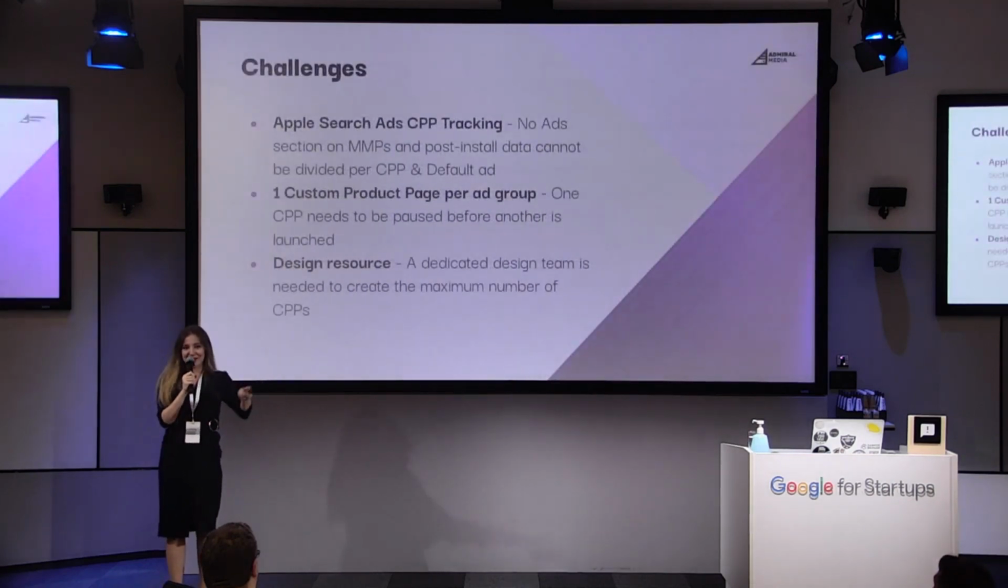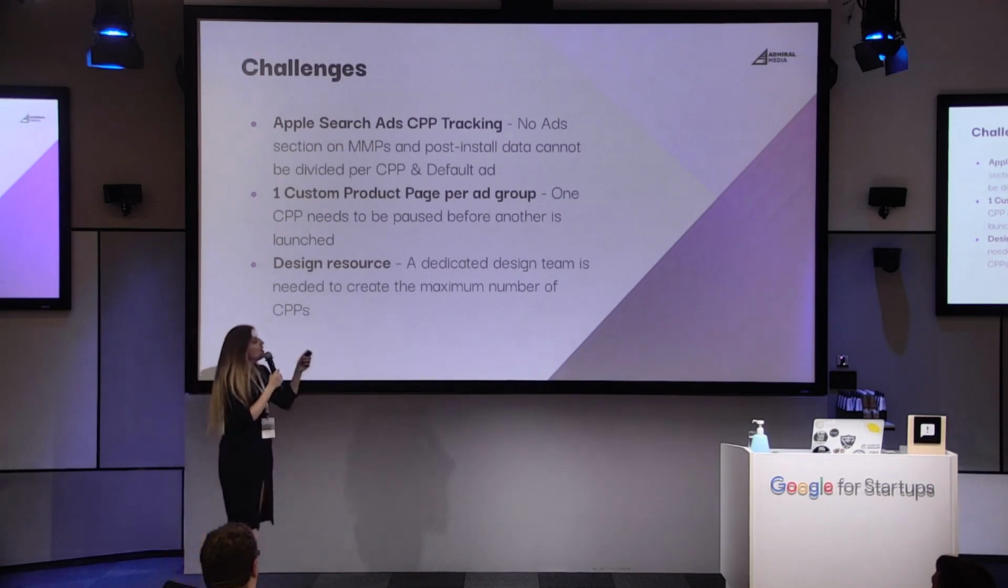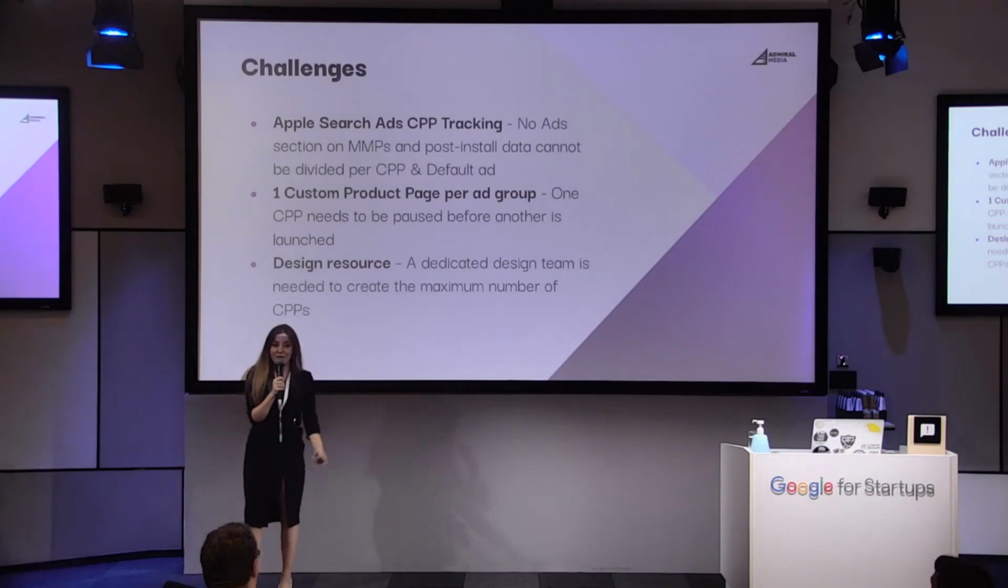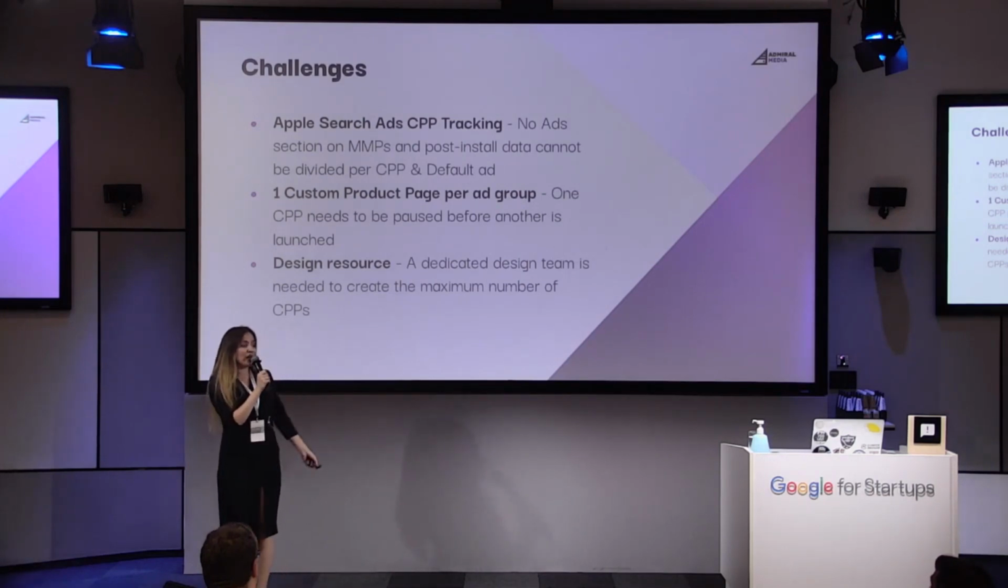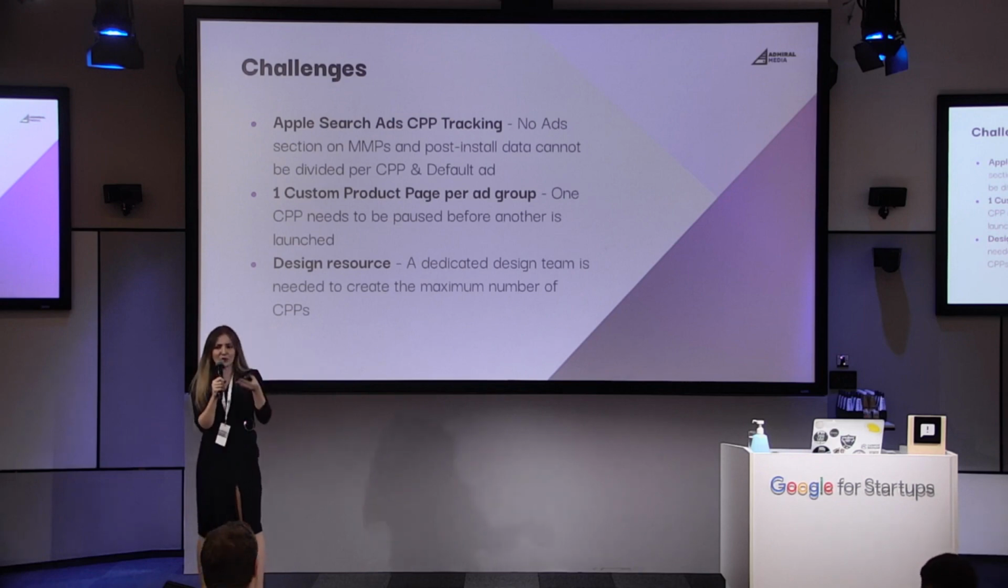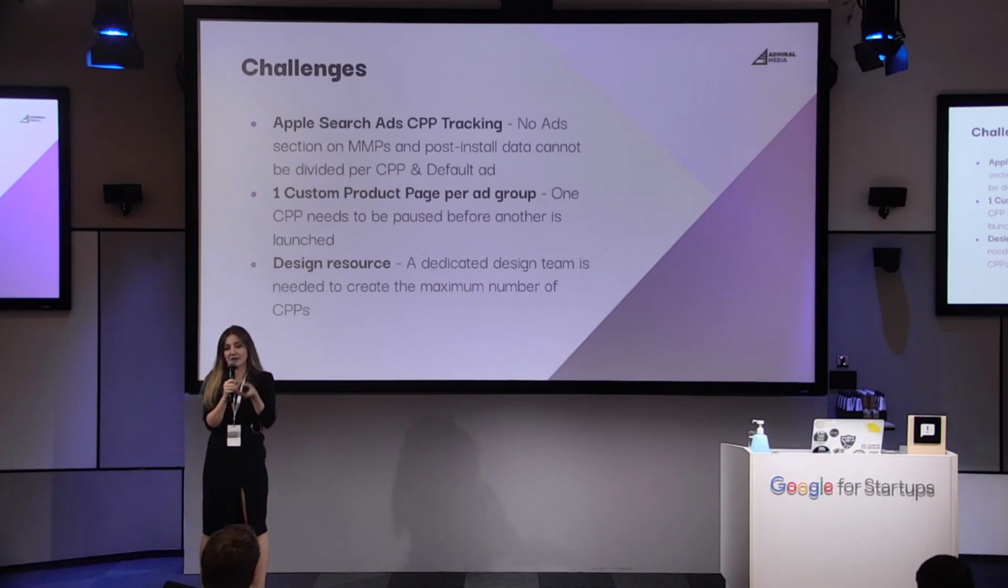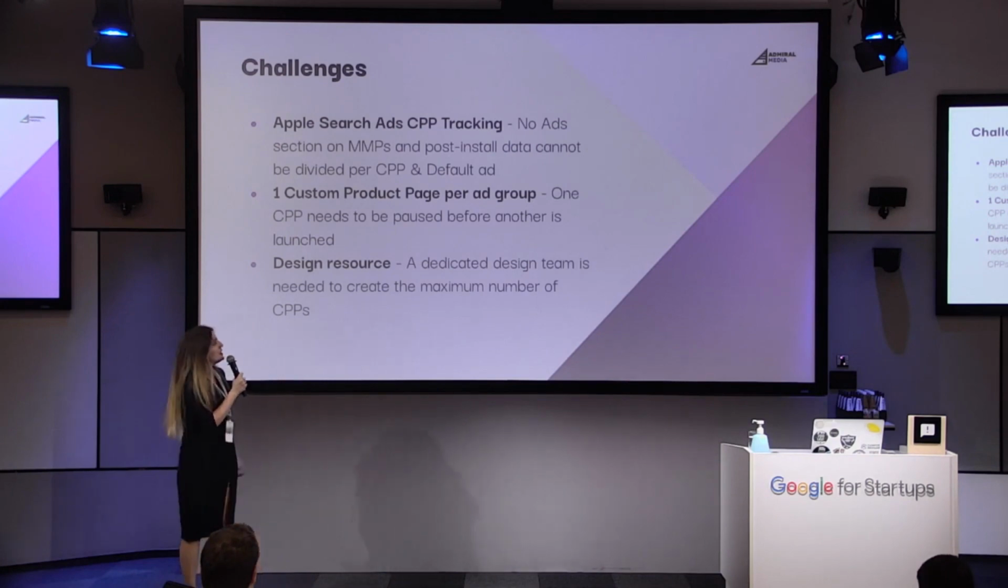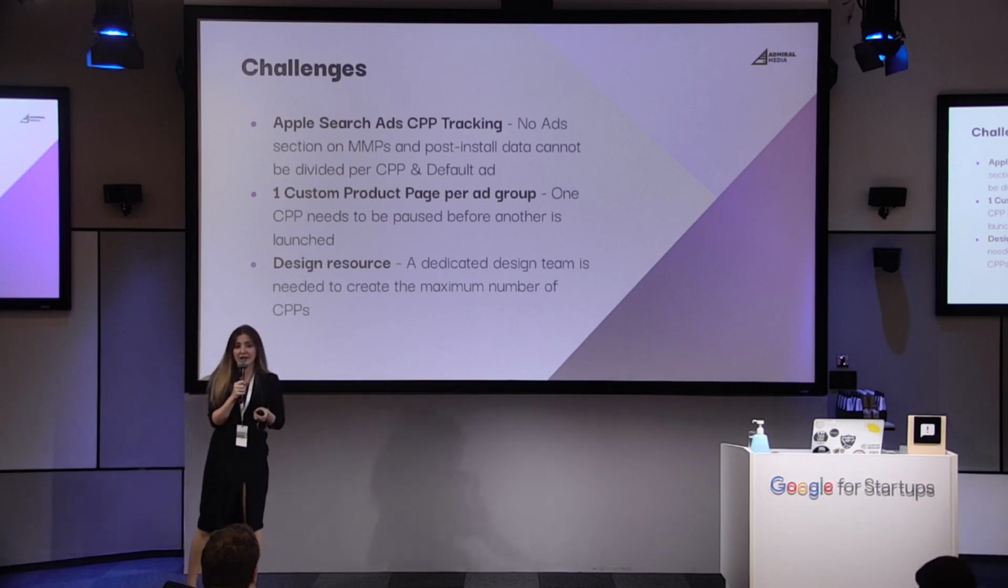It's not all sunshine and roses, so let's move to some of the challenges of this feature. The first one, of course, is going to be about the tracking. Currently, on MMPs, we don't have an ad section. We have keywords and ad group level data, meaning that we cannot divide the performance per custom ad and your default ad. What you can do is compare the performance of each ad group before and after this custom product page was launched.